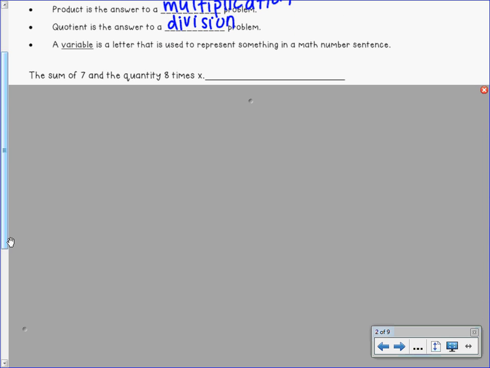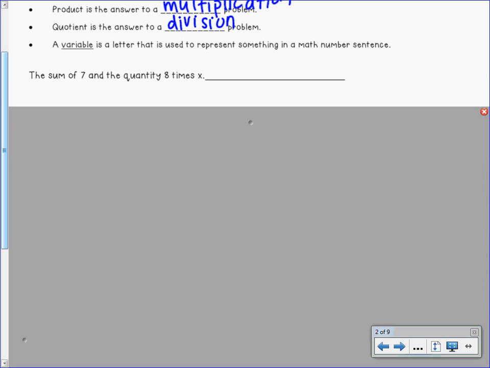Okay, so I wanted to write a number sentence for this first one. We need to write a number sentence that would give us the sum of 7 and the quantity 8 times x. Who has an idea, even for part of that, what that number sentence would look like? Don, what do you think? 8 plus 7. No. What do you think, Blake? Or no, take it back.